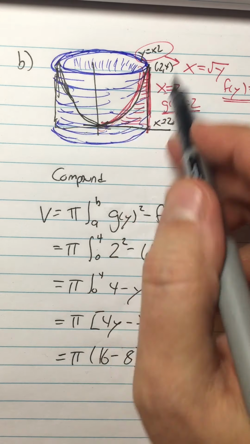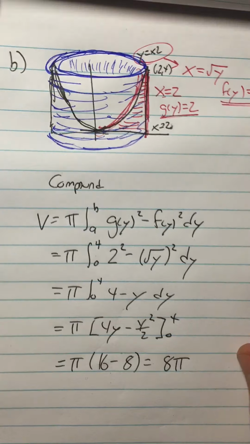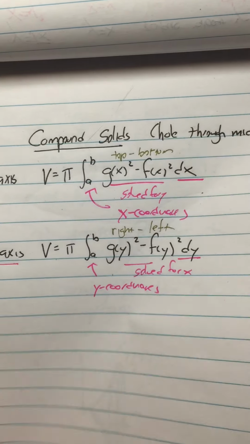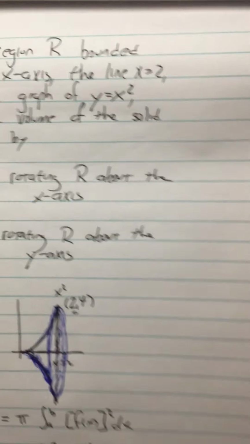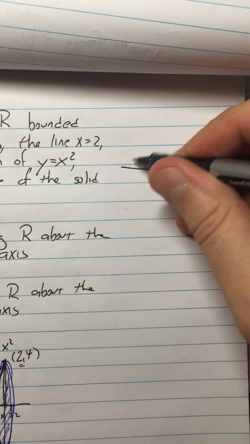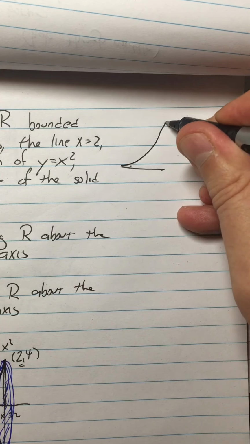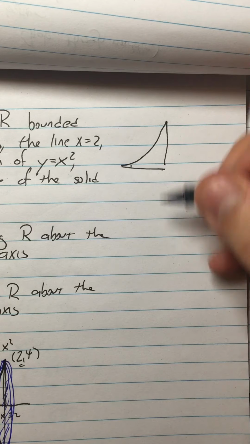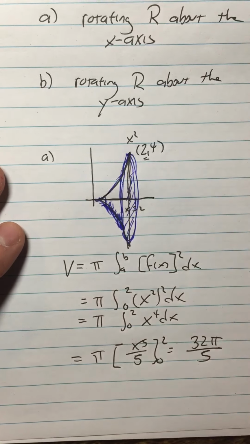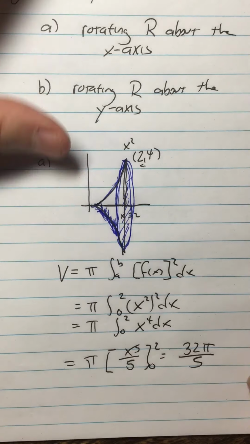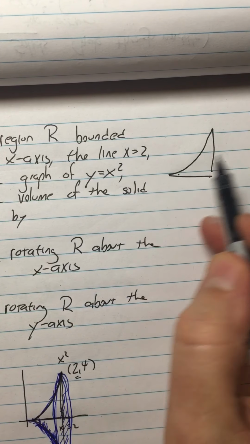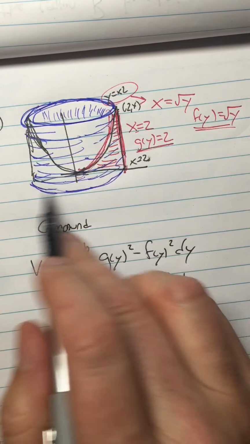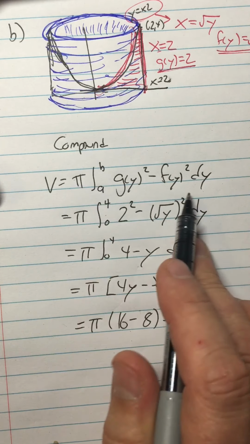So that's volume with respect to y, and volume with respect to x. All of this came from this one shape, this region R, which looks like this, right? If I rotate around the x-axis, it's a simple shape. It does not have a hole, so we can use the simple formula. But when I rotate it with respect to y, it ends up having a hole in it. So I need the compound formula because I have two functions.